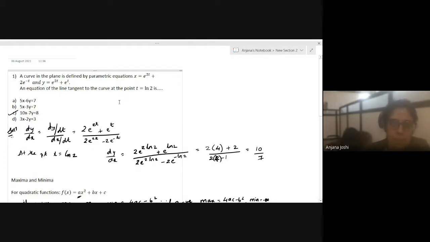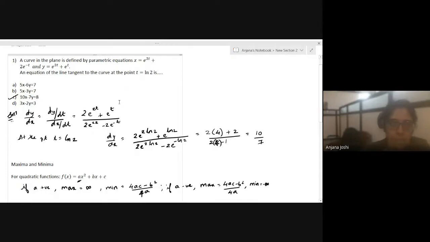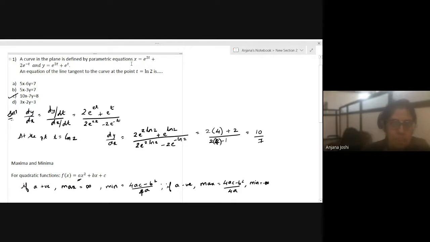We are supposed to find the equation of the line tangent to the curve given in terms of the parametric equations at the point t is equal to ln 2. To start off, you can see that the given question is in terms of parametric equations. Since we are supposed to find the tangent, we go for finding dy by dx, which can be written as dy by dt divided by dx by dt. That is, we differentiate y with respect to t first, which gives 2e raised to 2t plus e raised to t. Again, differentiate x with respect to t. We shall get 2e raised to 2t minus 2e raised to minus t. This is what we have got for dy by dx.